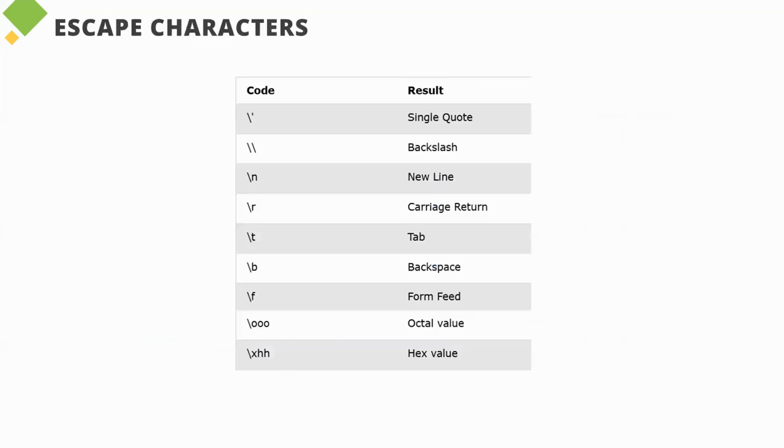Then escape characters. I told you we can use backslash, and it gives a single quote. If we use backslash backslash, it gives a backslash. This backslash is the escape character, and the other part after this is printed on the console. Backslash n is a new line, backslash r gives the carriage return. Backslash t, tab space. Backslash b gives backspace. Like this.